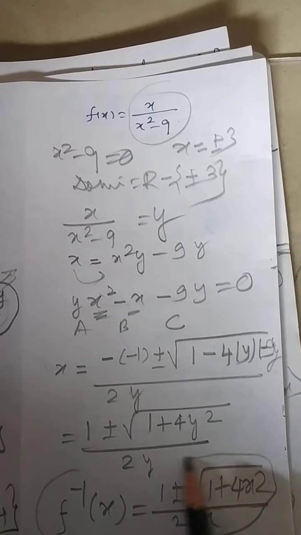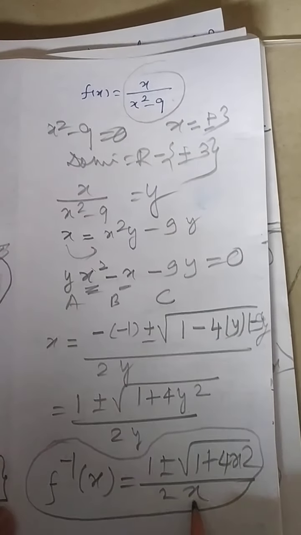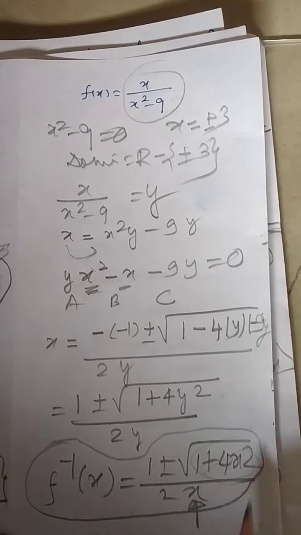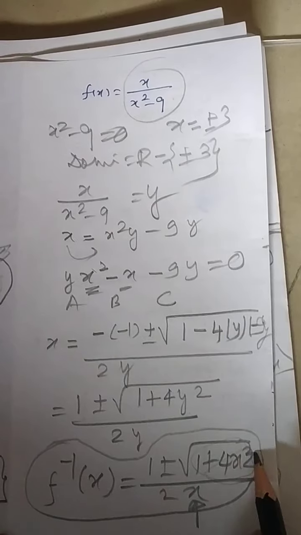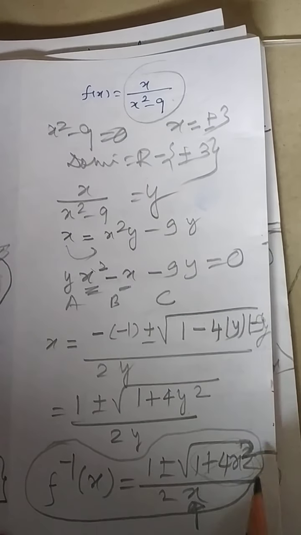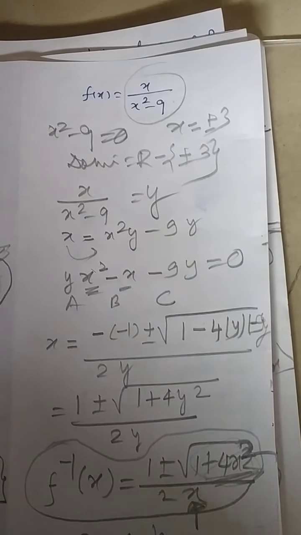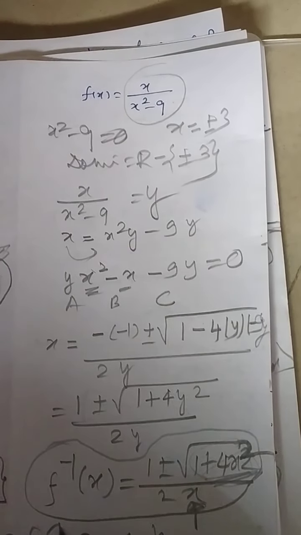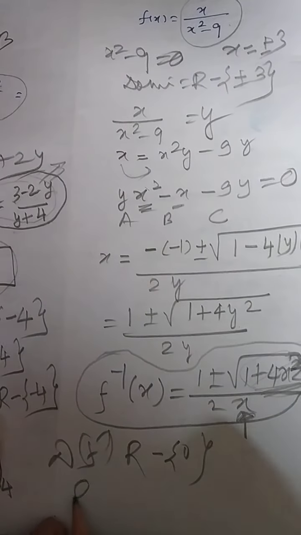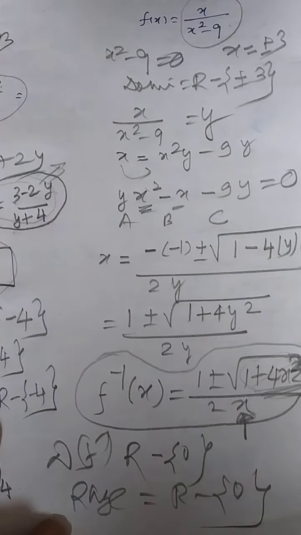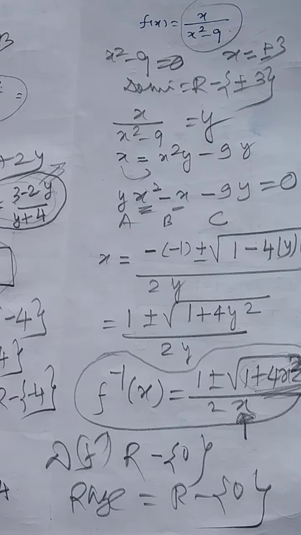Now looking at this function, you can talk about the domain. One thing, it cannot be 0. And another thing, the expression under the root must be positive. If you look at this function, the term 4x square will always be positive. So the problematic number is 0. So the domain of the inverse function is R minus {0}. Therefore, the range of the function is nothing but R minus {0}. So 0 will not appear over there. So this is a way of finding the domain and the range of the function.